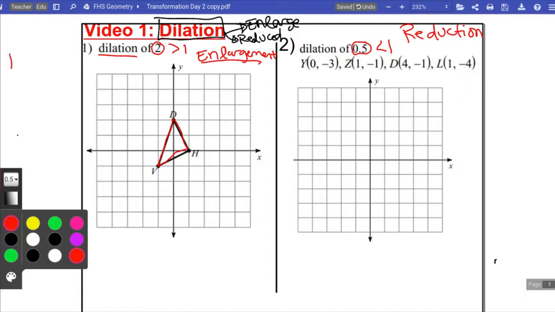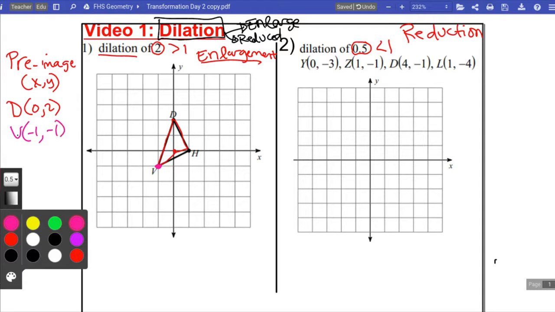So first, I like to do my pre-image. Like we discussed last time, pre-image is just what you call the beginning stuff, like the original stuff. So where is D located? Well, D is located at 0, 2. So 0 for the X, 2 for the Y. Got it. Let's move on. Where is V located? Well, V is located at -1, -1. Got it. All right. Where is H located? H is located at 1, 0.